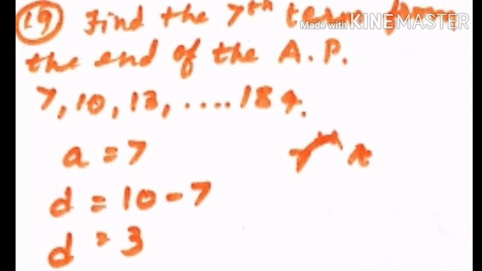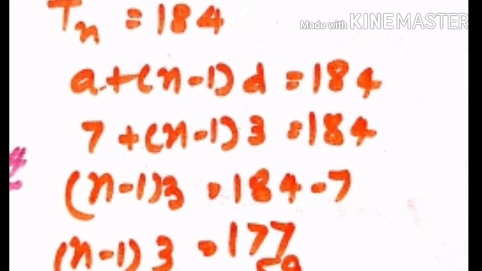So the given things I have noted here: small a, our first term, is equal to 7. Then the common difference D is equal to 10 minus 7, that is 3. The difference between these terms is 3. You can also see that the last term of the AP is given as 184. So now Tn is equal to 184. Place the formula of Tn: a plus (n minus 1) d is equal to 184.